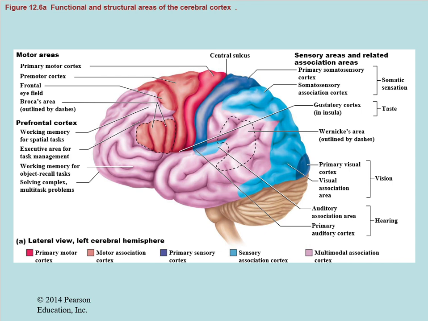Here you can see the prefrontal cortex with different areas labeled, like those that help with working memory for spatial tasks, the area for executive task management, working memory where information is stored and what we use for object recall tasks, and the area we use to help us solve complex multitask problems. That's on the very anterior tip of the prefrontal cortex.